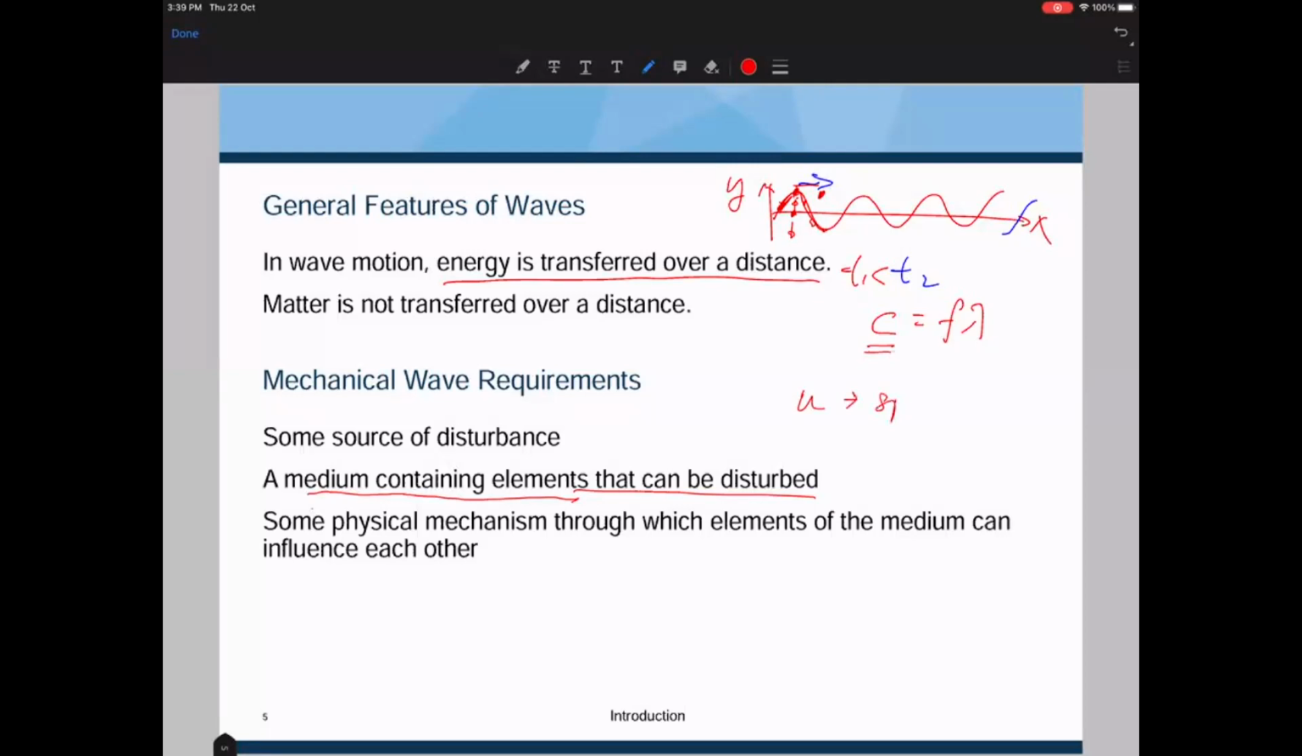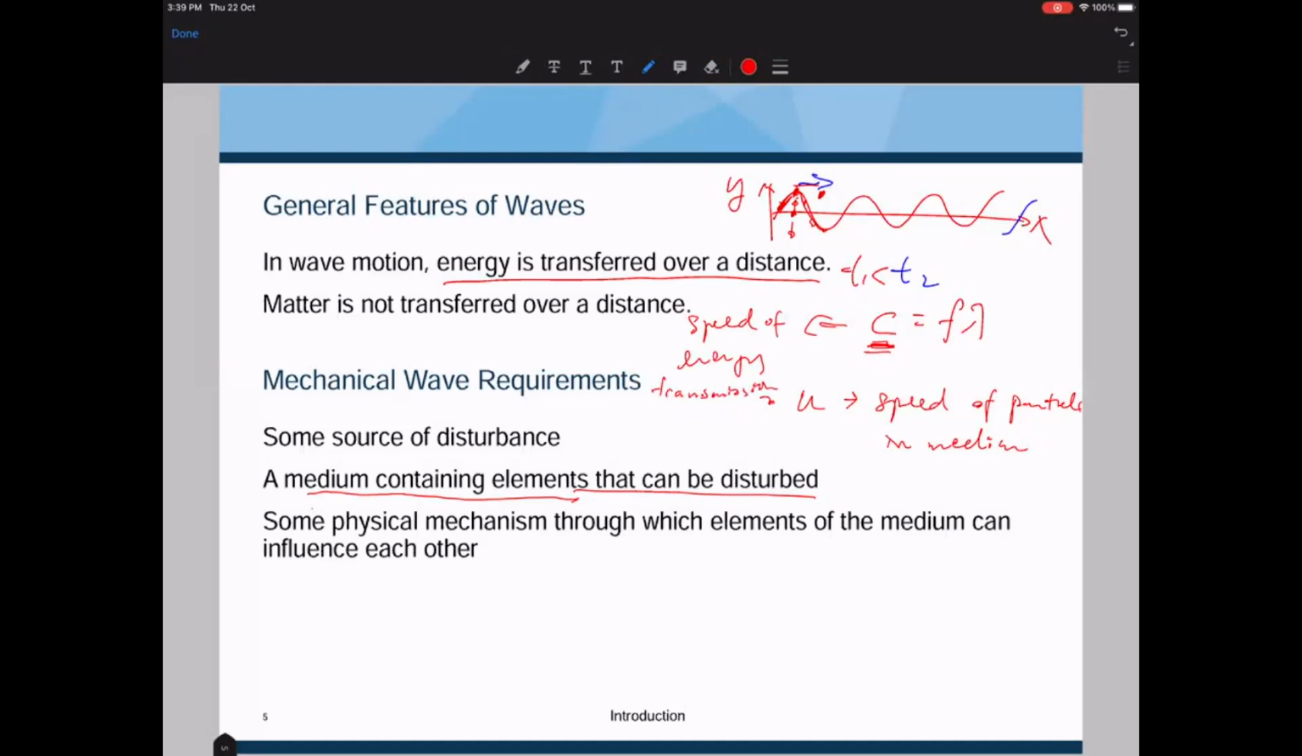It is the speed of the particles in the medium. Whereas c is the speed in which energy transmits. It is the speed of energy transmission. They are two different things.